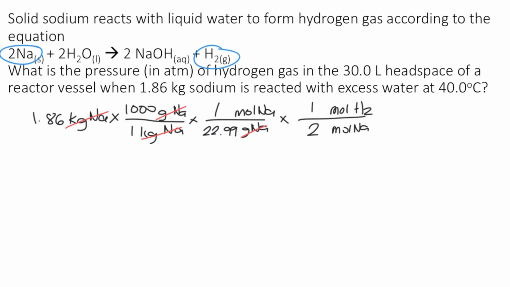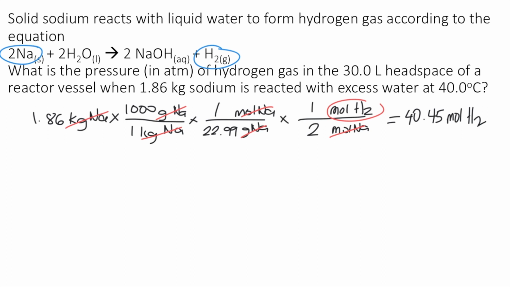So 2:1. So the moles of sodium will cancel out. And this will give you moles of hydrogen gas. So if you solve the equation, that's 1.86 times 1,000 divided by 1, times 1 divided by 22.99, times 1 divided by 2. And you will get approximately 40.45, and this is moles of hydrogen gas. So this is part 1 of the calculation. This is the stoichiometry part.